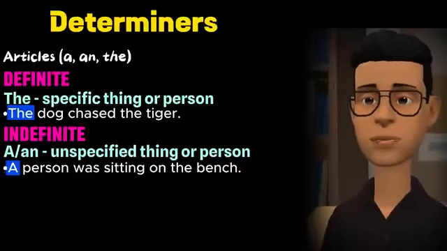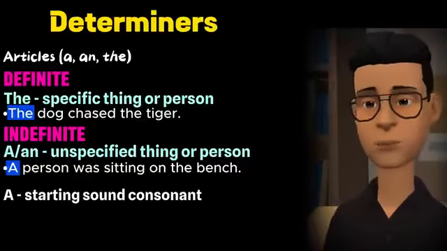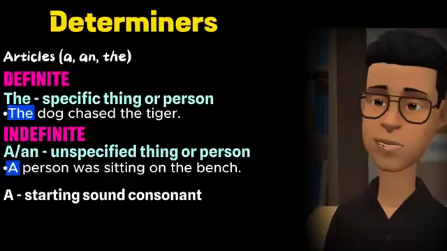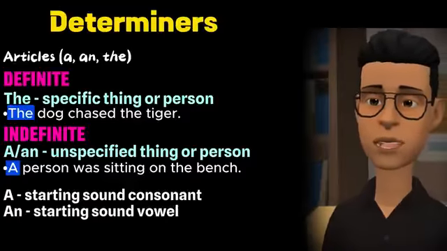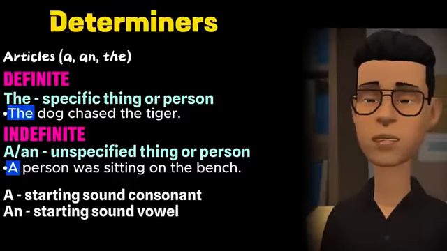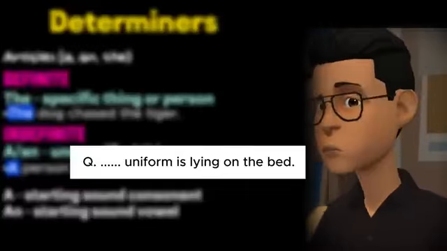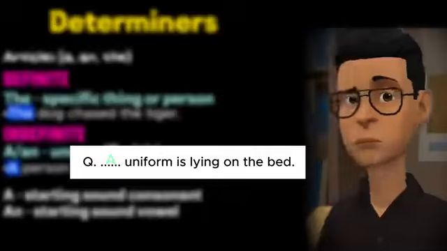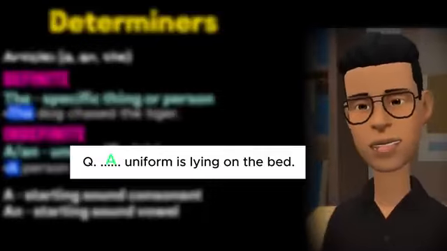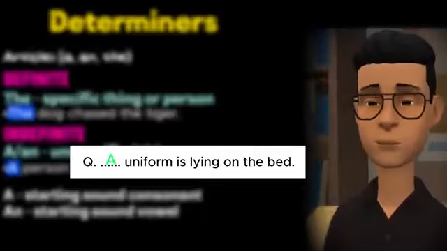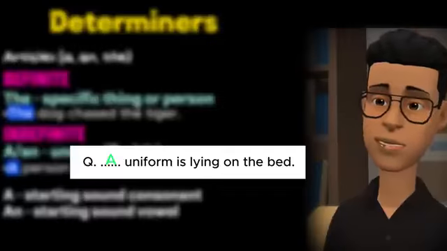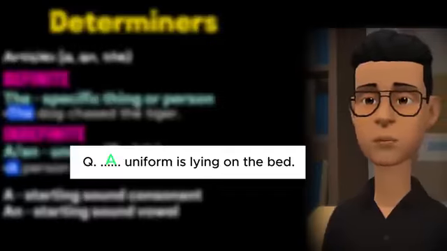And, if not specific, a is used when the starting sound of the noun is consonant, and an is used when the starting sound of the noun is vowel. For example, uniform is lying on the bed. What will you say, a or an? Because you have to see the starting sound, not the starting letter. Sound can be consonant, even if the letter is vowel, and vice versa.